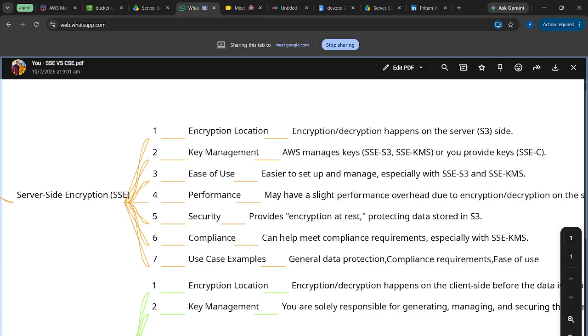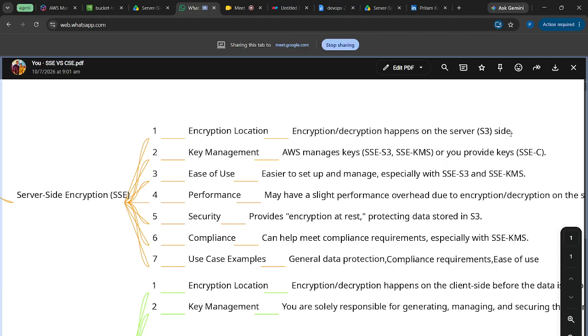First point is where would be your encryption location. Encryption and decryption happen on the server, which is the S3 side. Right. So here, server side means who? Who is managing your data, or where are you storing your data? We are storing our data in S3. That's why it is saying encryption and decryption happen on the server, which is S3.